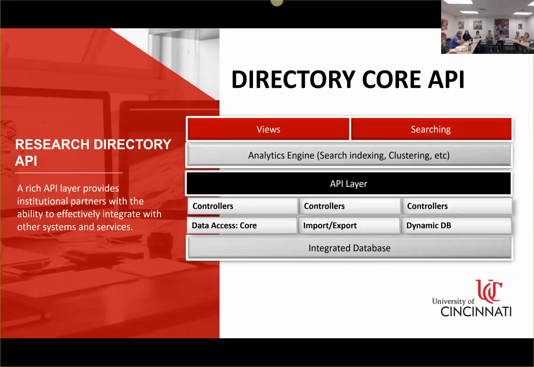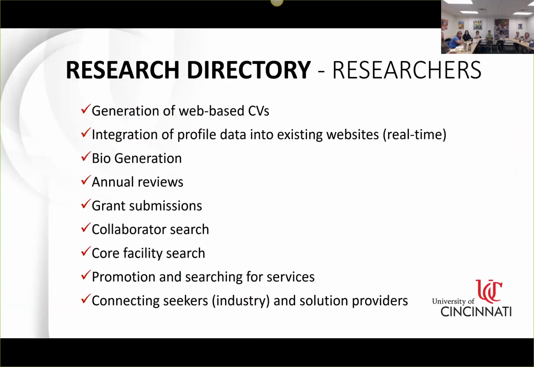So I'll skip this. This is just how it's structured technically at a high level. Features, CVs, profile data, grant submissions. For grant submissions, what we found is we receive requests from researchers across the university who are in the process of submitting for a grant, and they need to add information about their profile, they need information from the research director, and they use their personal profile as a part of the grant submission process. Collaborative search, which we recently rolled into production.